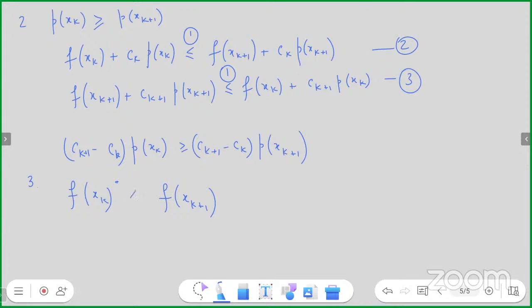And what about the most interesting one, f of x star? x star is my optimizer of the original problem. What can I compare this with respect to Q of c k, x k? I wrote it wrong, sorry.